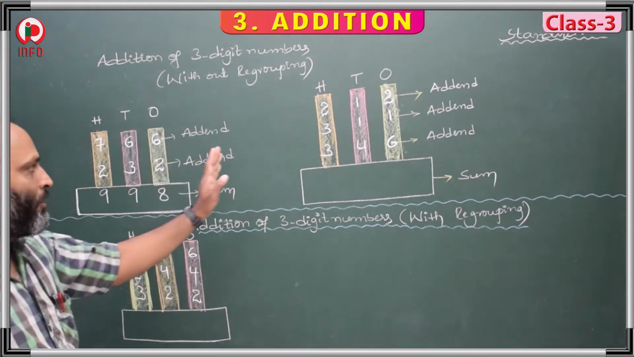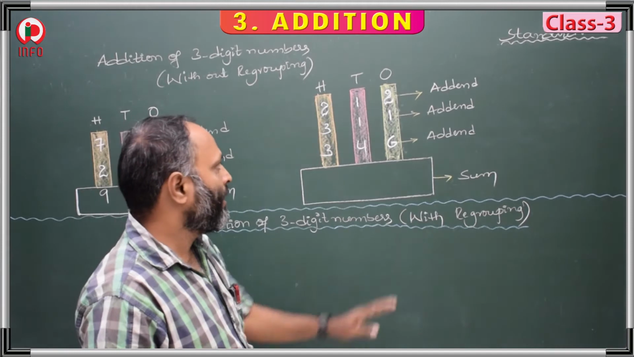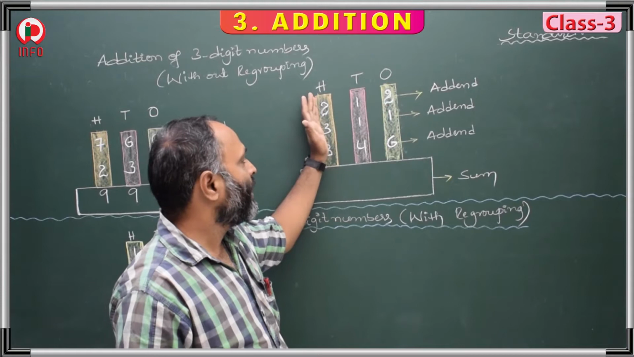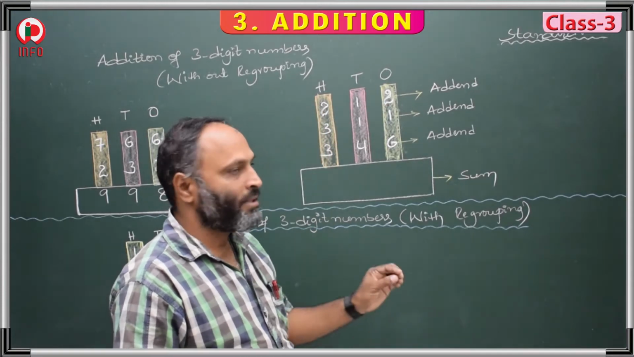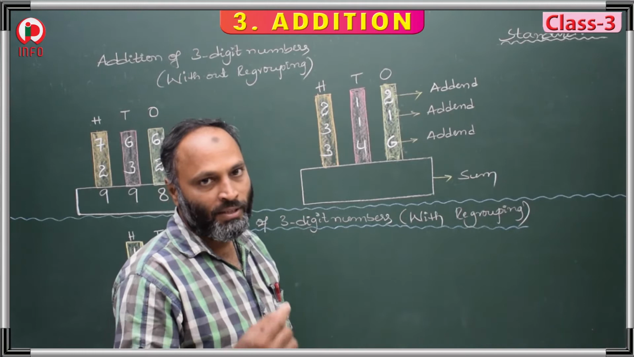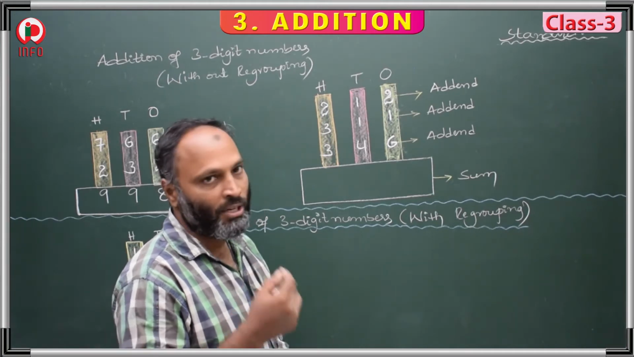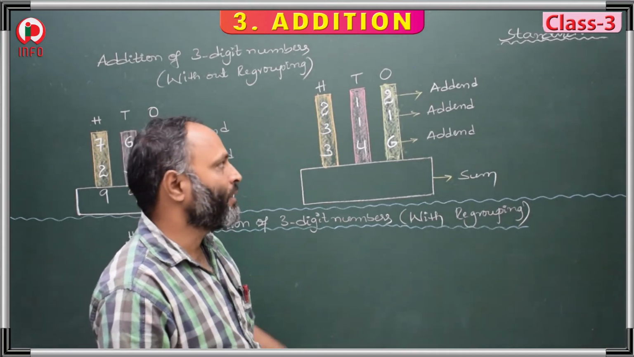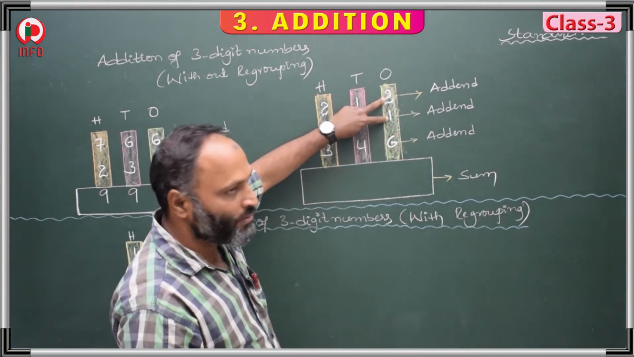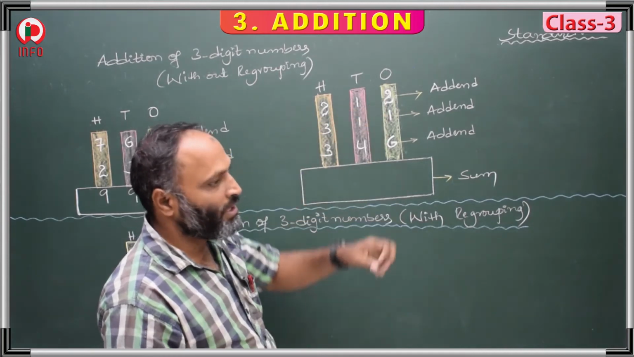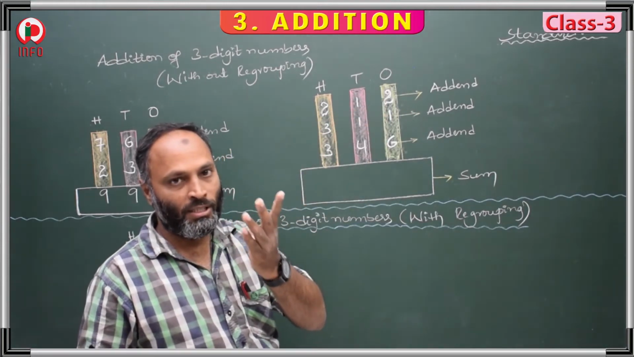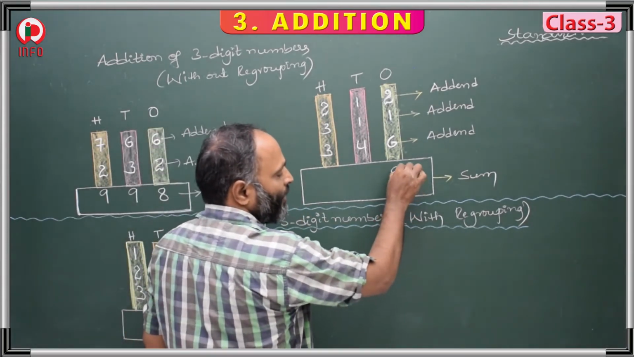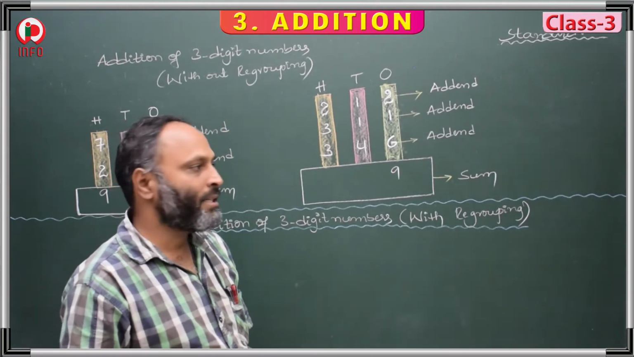Next, one more example, the second question. Here, again a 3 digit number. Ones place, tens place, hundreds place. We start to add from ones to hundreds, that is from right to left. Add 2, 2 plus 1 is 3. 3 plus 6, 3, 4, 5, 6, 7, 8, 9. 9 is a single digit number. No need to regroup, 9 as it is.